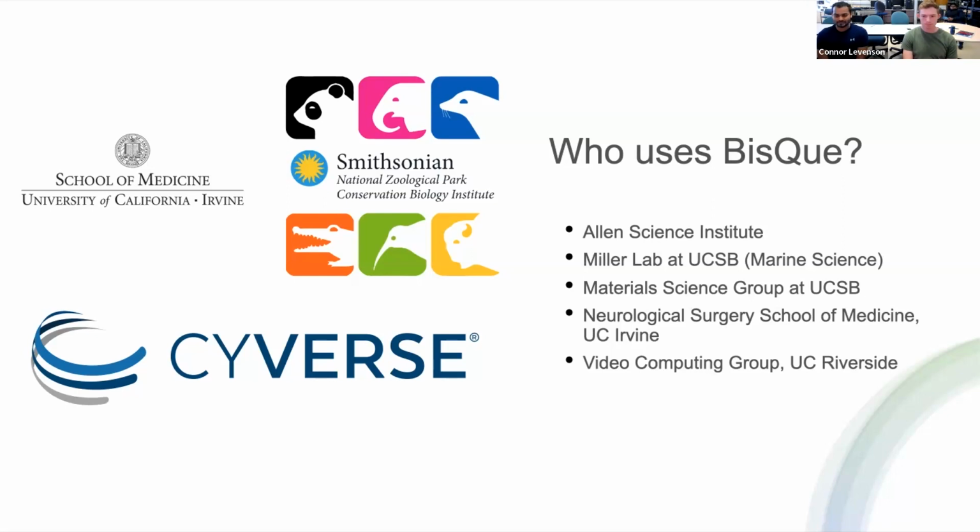camera collar videos. And then at the University of California, Irvine, the Neurological Surgery School of Medicine has been using BisQ for annotating and running inference on brain images, where they draw a segmentation mask on certain regions of the brain to detect a disease called NPH.